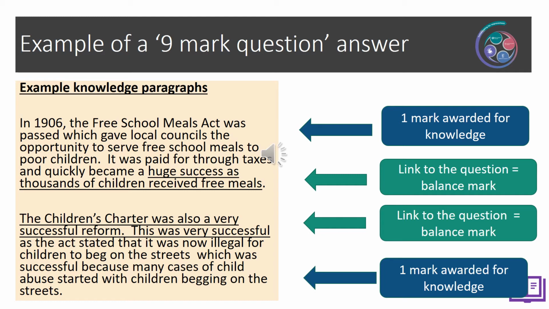So across the 2 paragraphs that you see on your screen, 2 marks were given for knowledge and 1 mark was given for balance. The knowledge points that have been provided are clear, specific and relevant to the issue that's being asked about. The balance mark has been given because at least 2 factors have been mentioned and they have both been linked to the question.